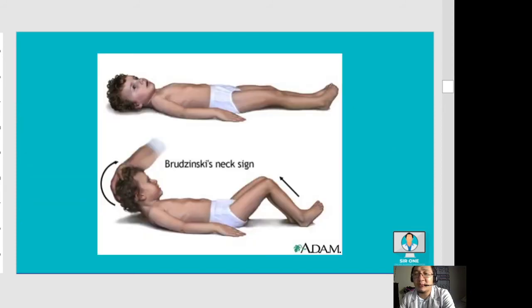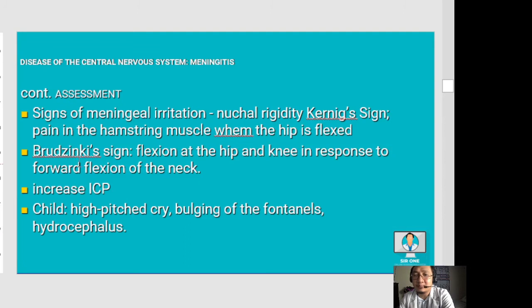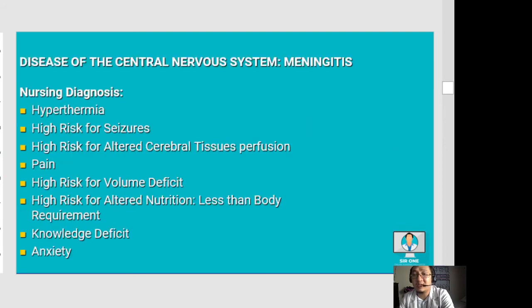This is an image of Brudzinski sign when you flex the neck. The knees and the hip will flex. For Kernig, there is a pain in the hamstring when the hip is flexed, as presented earlier.